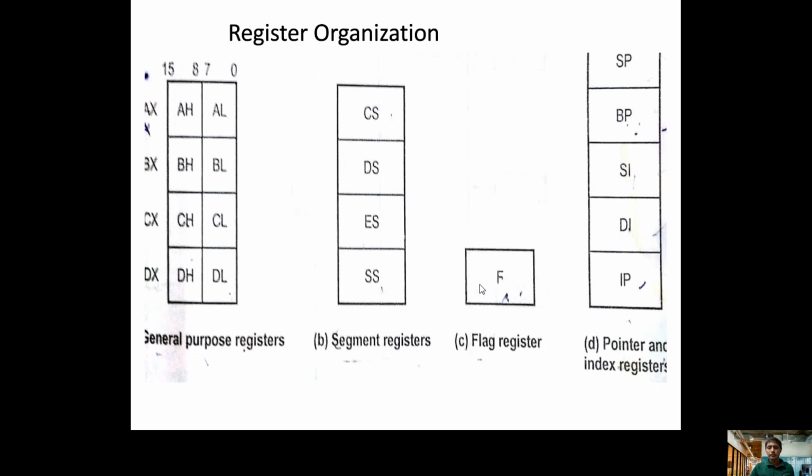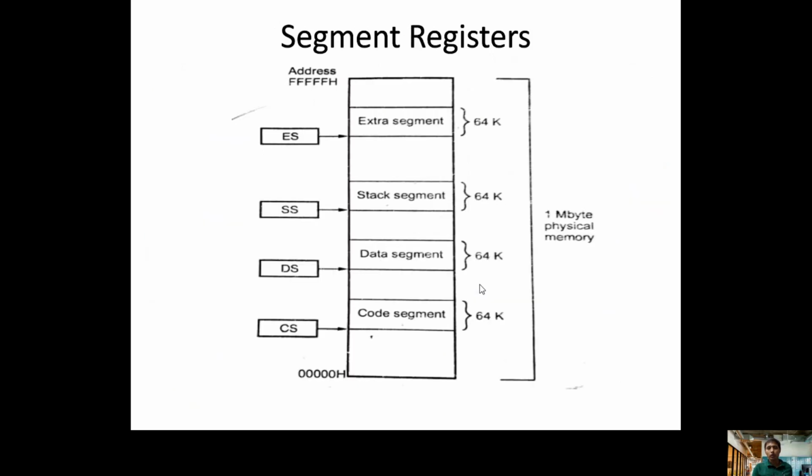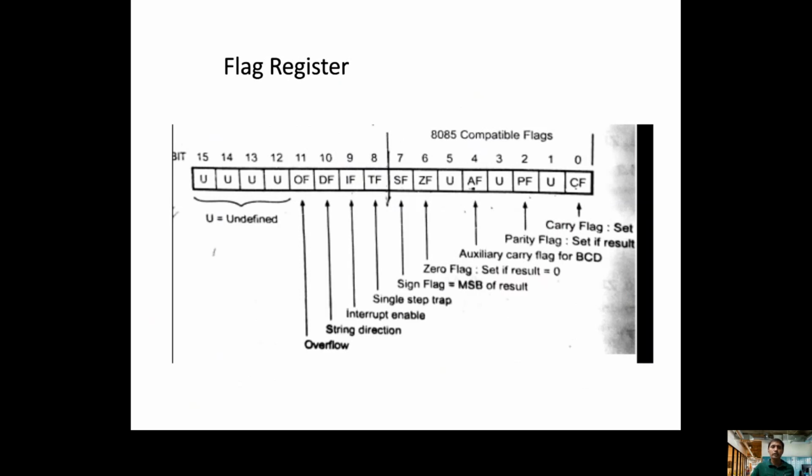Coming to our last register, the flag register. Let us see what the flag register is. If you observe the flag register organization, the 8086 flag register size is 16-bit. So the representation must be D0 to D15. This is the D0 bit and this is the D15 bit. For every digital representation, instead of starting from 1, it starts from 0, D0 to D15.